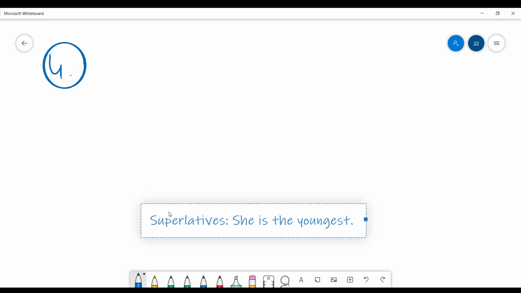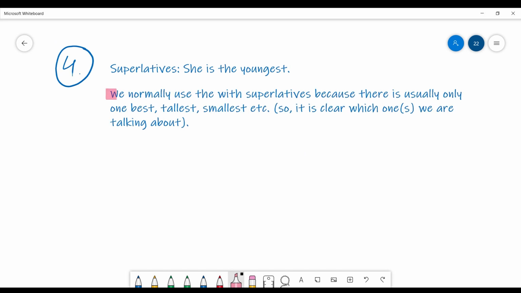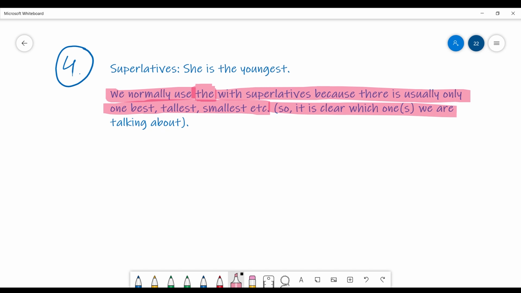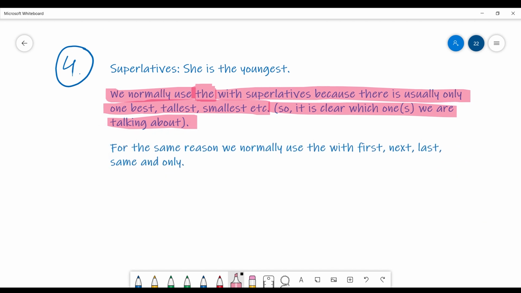Next, number 4. Number 4 says superlatives. Yeah, this is a grammar term relating to adjectives or adverbs that express the highest degree of something. As for example, she is the youngest. So we normally use the with superlatives because there is usually only one. Best, tallest, smallest, and so on. So it is clear which one or ones we are talking about. Okay? For the same reason, we normally use the with first, next, last, same, and only.